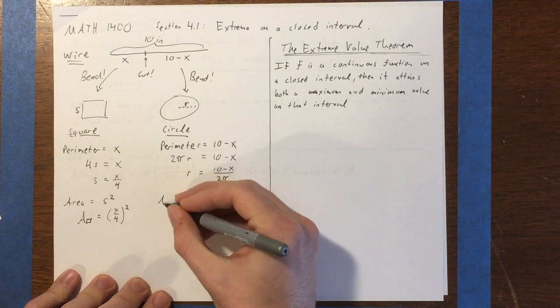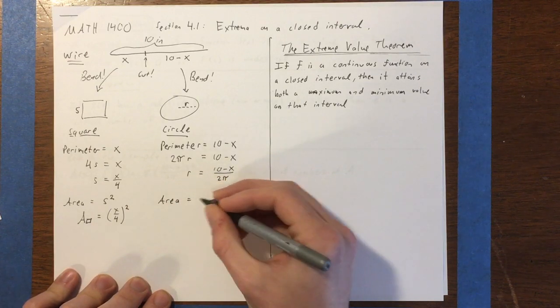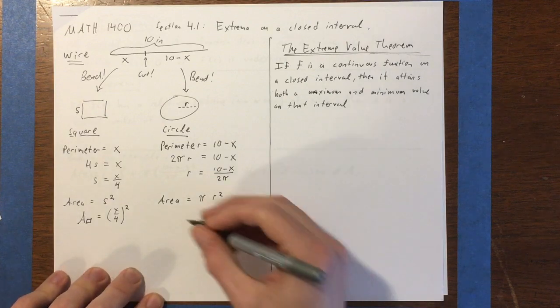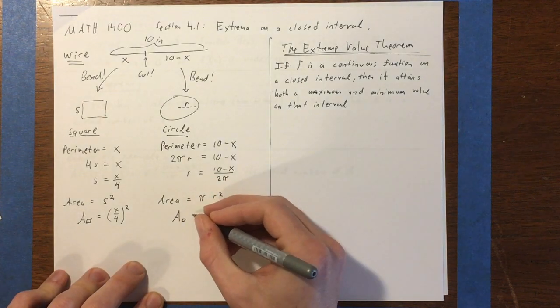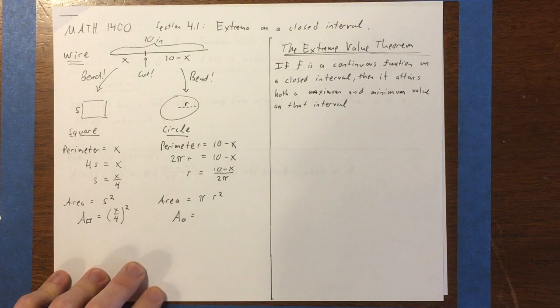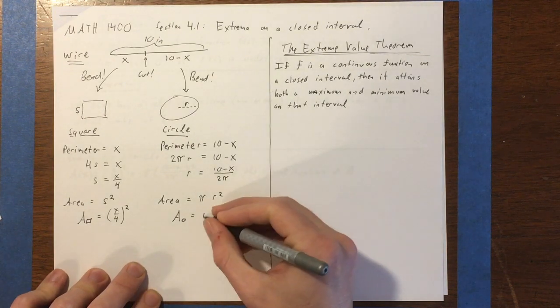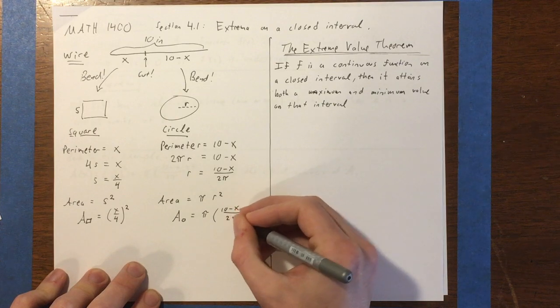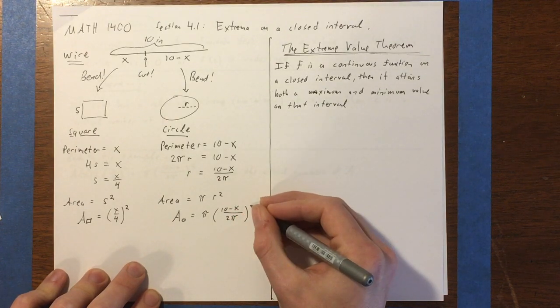Okay, now the area of a circle is always calculated by taking pi times the radius squared. Area is pi r squared. So the area of the circle, which I'll represent with a subscript circle, is pi times the radius, which was (10 minus x) over 2 pi, and then squared.